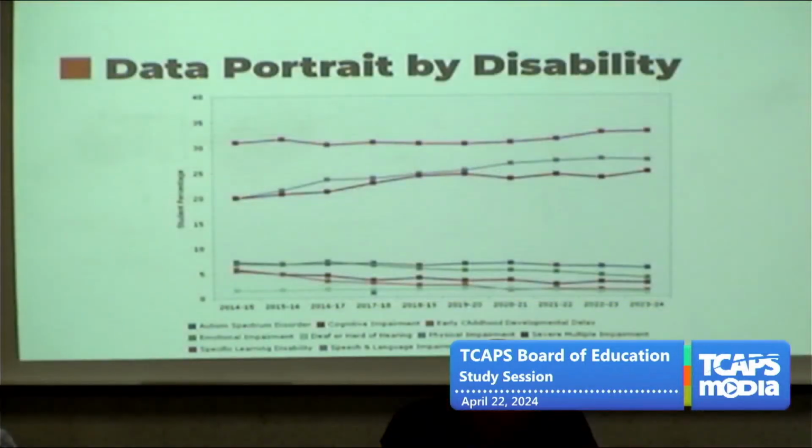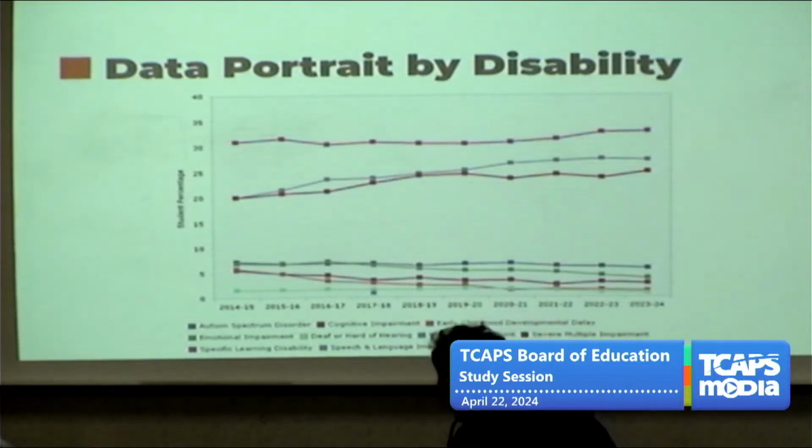So you'll see here, this is the longitudinal data of students who qualify in our district by percentages. You'll see the majority of our students are students who have otherwise health impaired. That's the red one, the third one down. That is one that we're noticing is increasing, and that is based on potentially a doctor's notification that a student might need some extra support. You'll also be able to see where those trend lines have steadied out over the years.